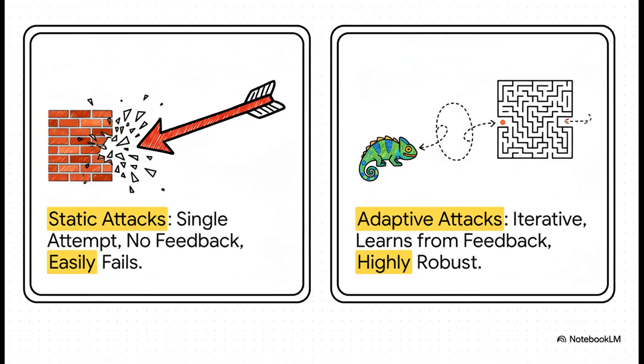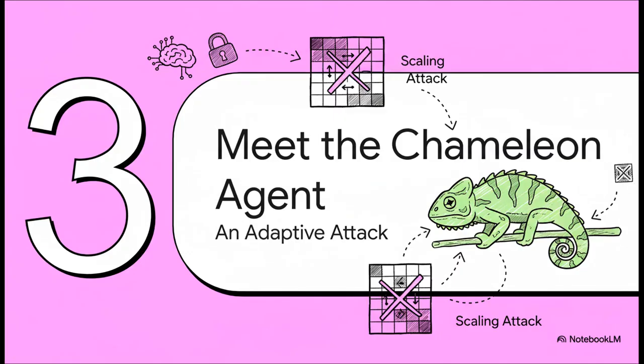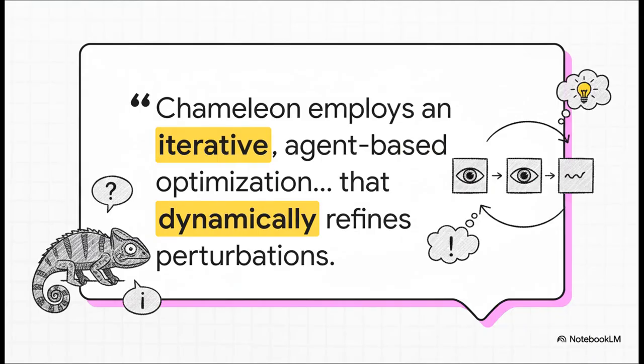But now, a much, much smarter approach has shown up. The adaptive attack. Instead of taking one blind shot, this thing sends out a little probe, gets feedback from the AI, learns from it, and then tries again, getting smarter and smarter with every attempt. So this brand new, super intelligent approach has a name, and it is a perfect one, Chameleon. It's a whole framework that was designed specifically to master this scaling attack. The research paper describes it like that.